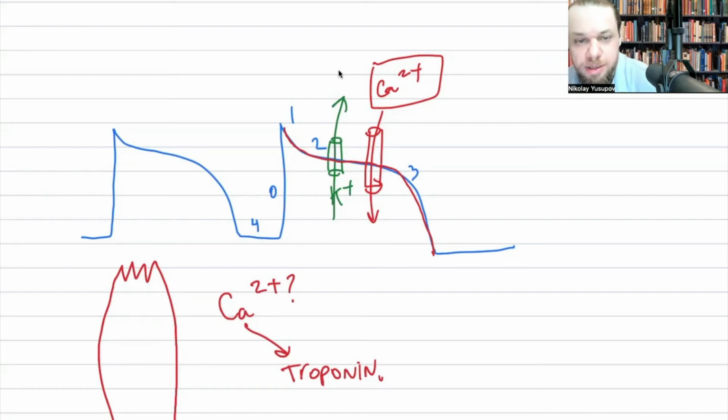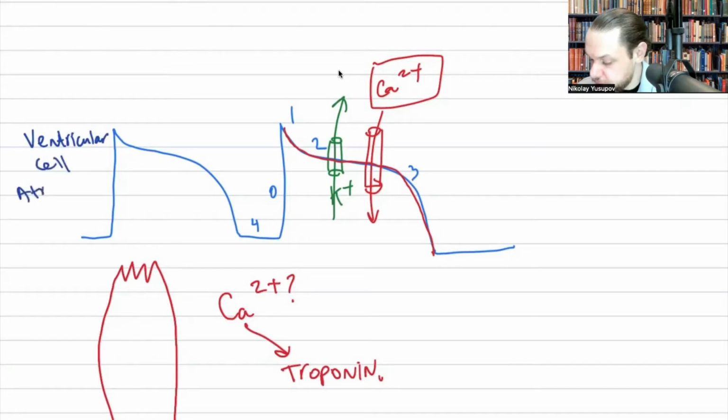So here I drew a cell, right? And this would probably be your ventricular cell. This could be your atrial cell. And these cells do not have the inherent ability of automaticity, right? So they do not have this self-ability to depolarize.